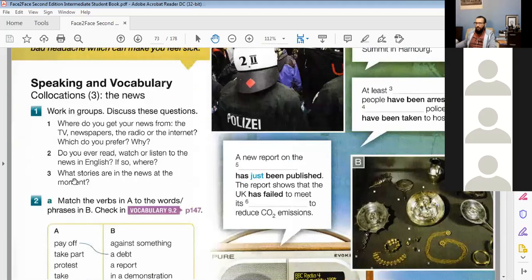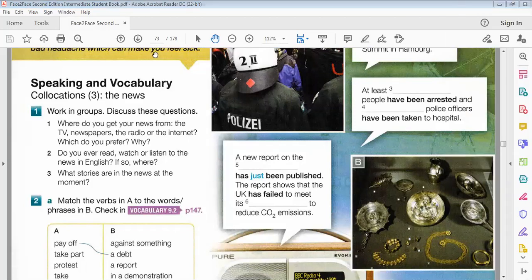So let's start with a few questions here. The first question says, where do you get your news from? Do you get it from TV, newspapers, or is it from the radio, the internet? And which one do you prefer? So let's start with this question. Maybe Raja has an opinion. So what about you, Raja? Do you watch the news?